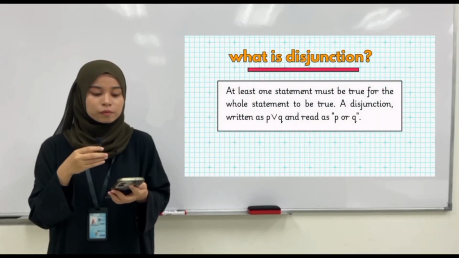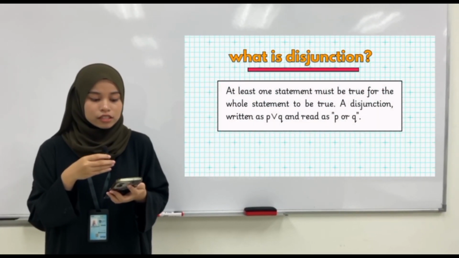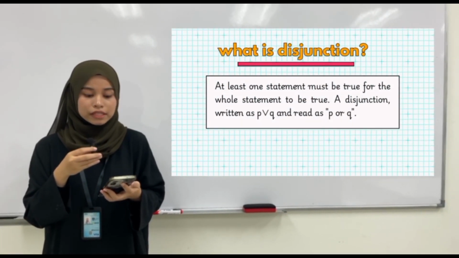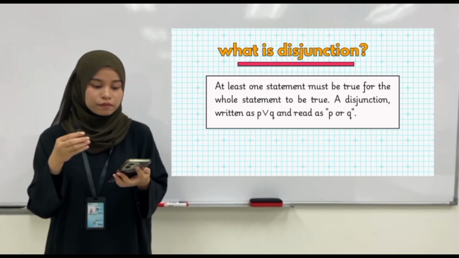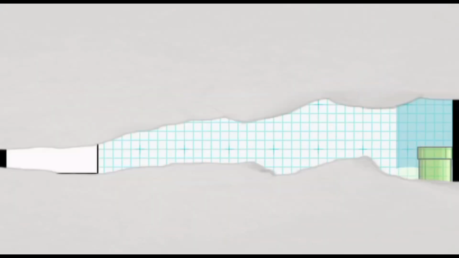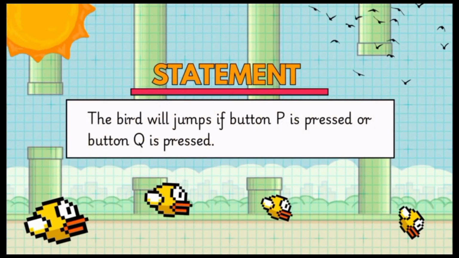Okay, then I will explain about what is disjunction. Disjunction is when at least one statement must be true for the whole statement to be true. A disjunction is written as P ∨ Q and read as P or Q. For example, the bird will jump if button P is pressed or button Q is pressed. This means the bird will jump as long as at least one button is pressed.